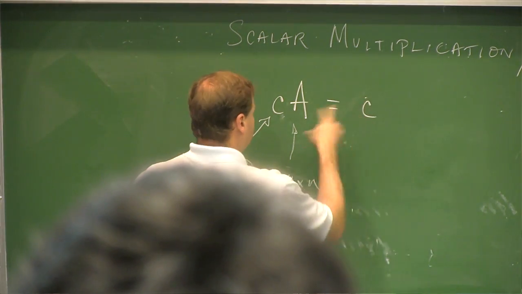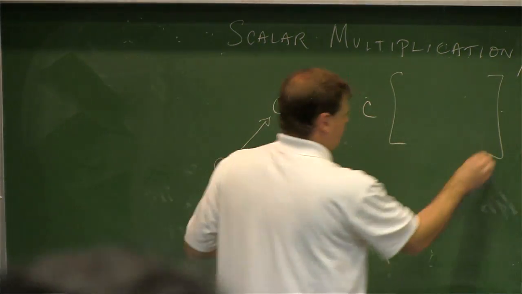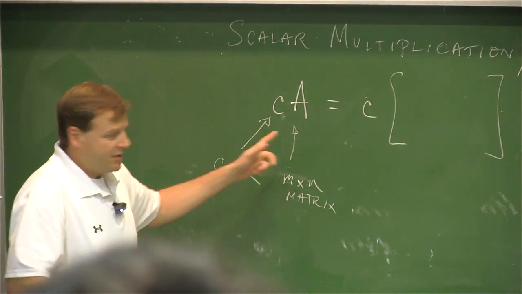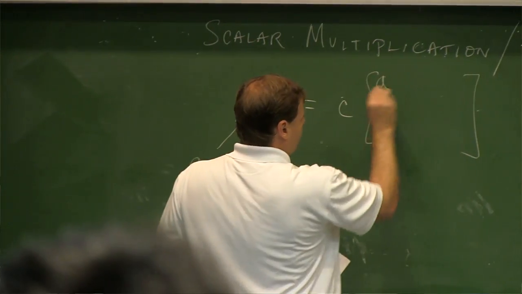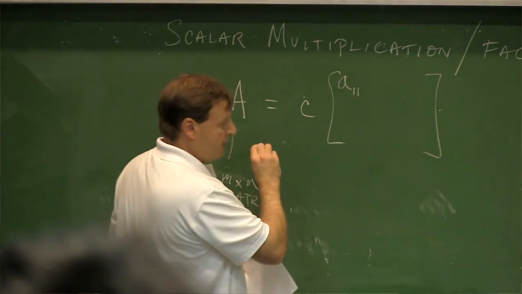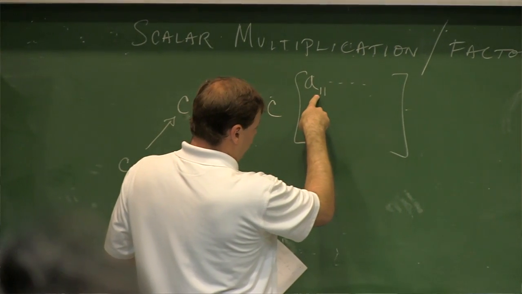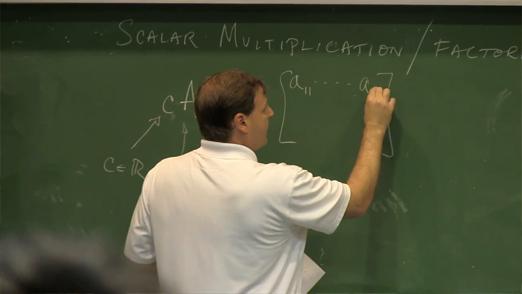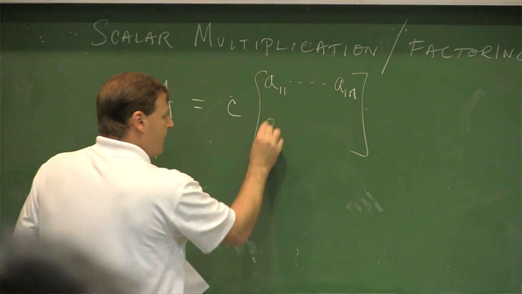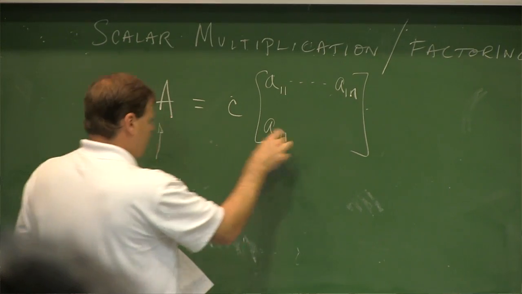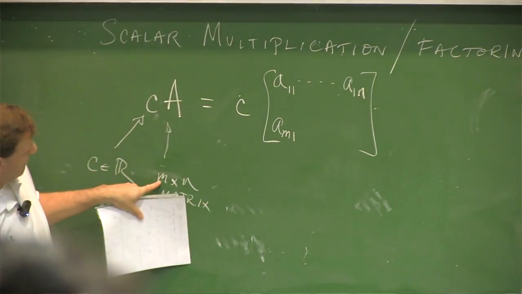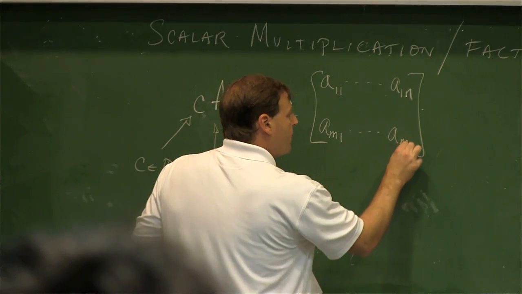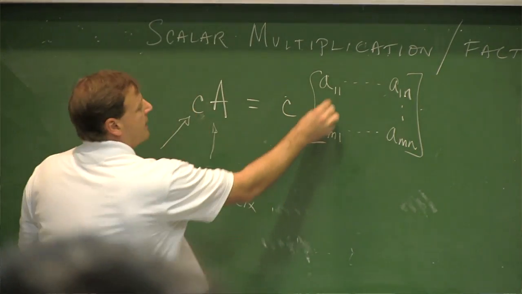Okay, so then what is this? It's C. Let's write down every n by n matrix in the universe. Here they are. The first entry is A11. Then I go all the way down. This is the first row, first column. This is the first row, the nth column. Then I have the mth row, all the way down the mth row, first column, and then mth row, nth column. So I can write that down.